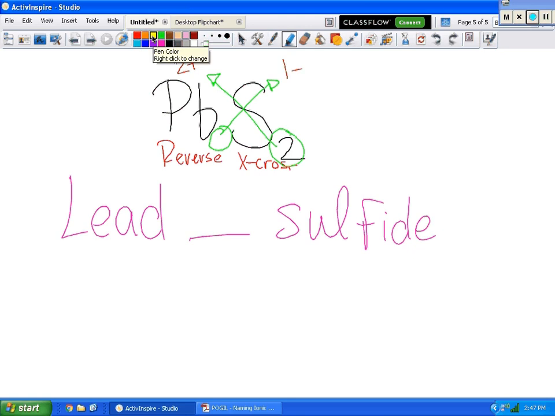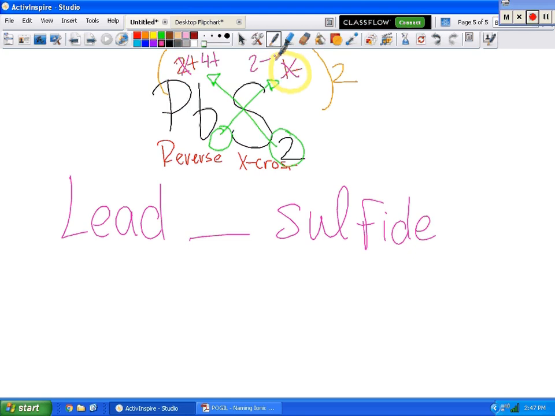What's wrong up here? Johnny, what's wrong? What is sulfur supposed to be? How do you know it's supposed to be 2 negative? It's in group 16. So here's the process. What do you do to those numbers? Multiply them by 2. Very good. So this is now 4 plus, and this is now 2 minus.